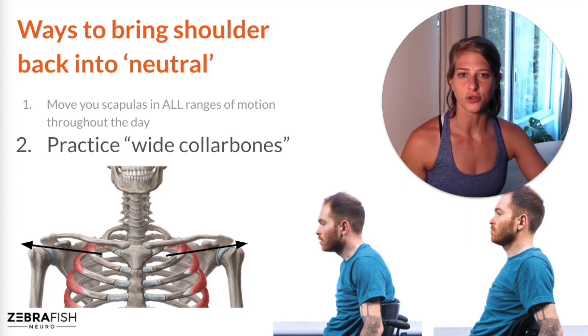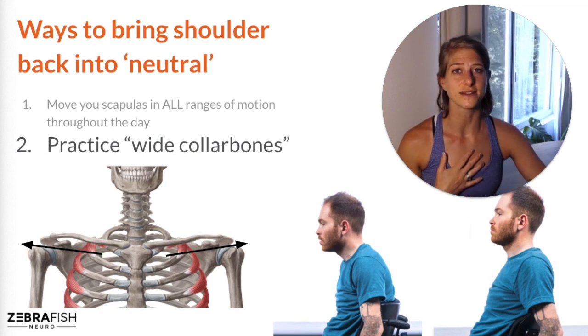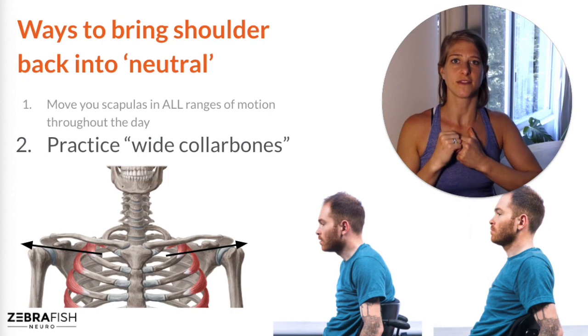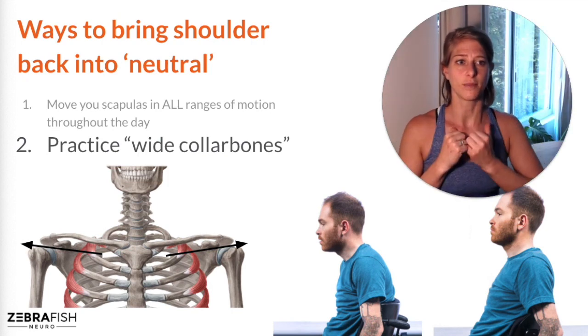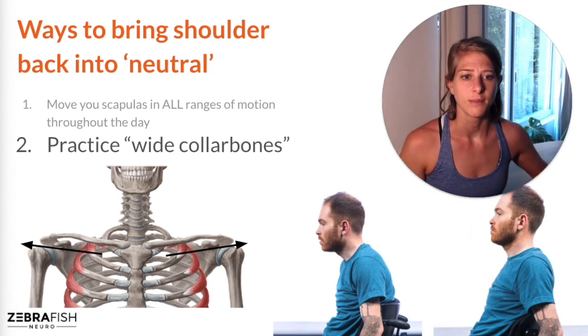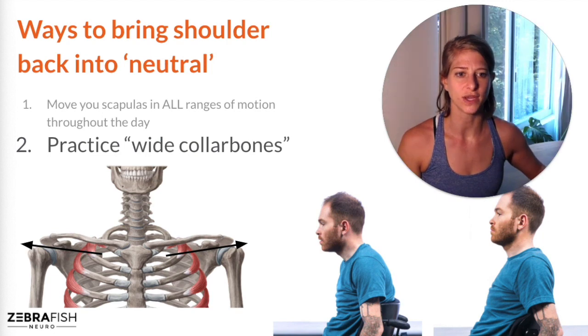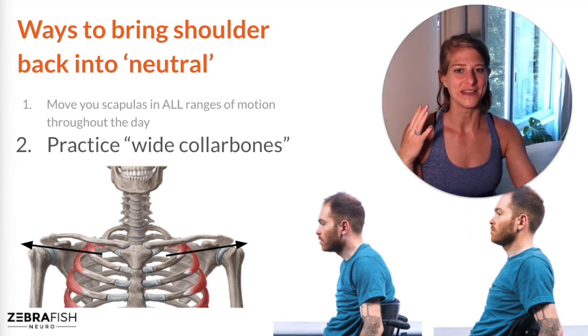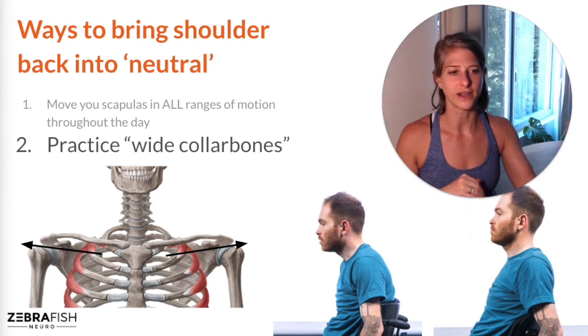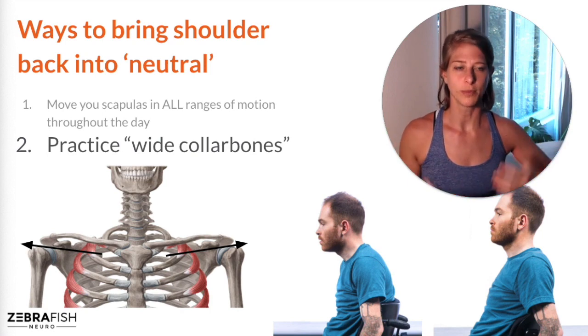Second way to bring your shoulder more back into neutral is practicing wide collarbones. I say wide collarbones in my practice all the time. It's kind of this illusion that the front of your body gets nice and big. And my friend Jackson here on the screen is showing the contrast between a not wide collarbone and a wide collarbone, and you can see how much more open his posture looks.